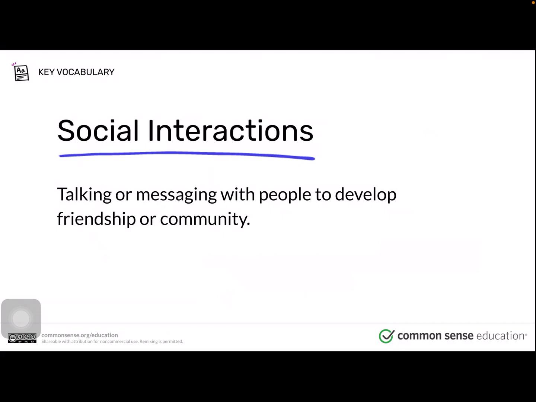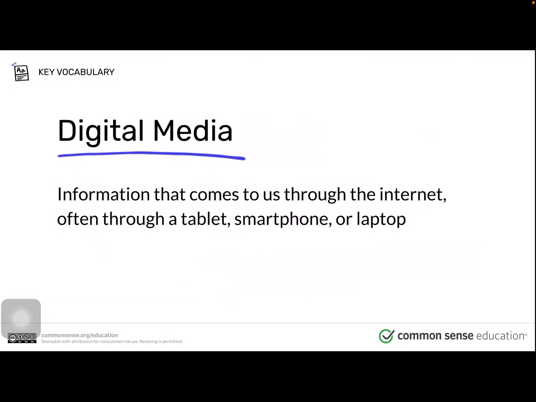But all of these have something in common, and that is called social interactions. Social interactions are talking or messaging with people to develop friendship or community. All of these different forms of media, like text messaging, online chatting, or video chatting, all of them use digital media, which is information that comes to us through the internet, often through a tablet, iPad, smartphone, or laptop.